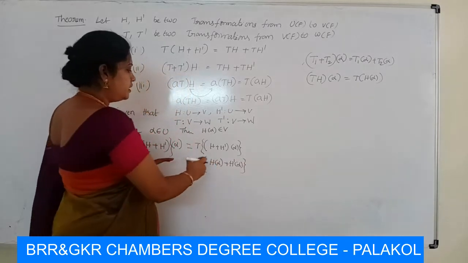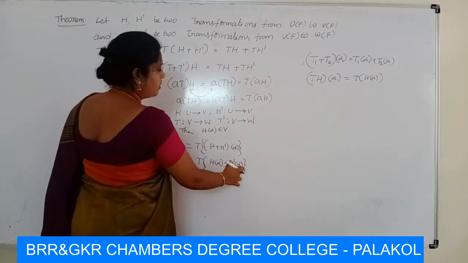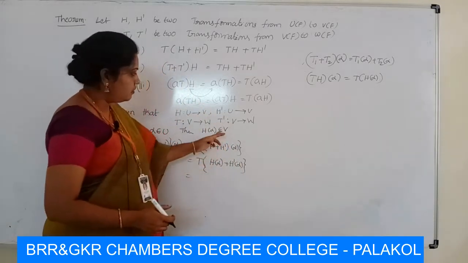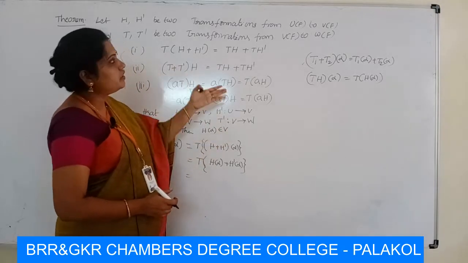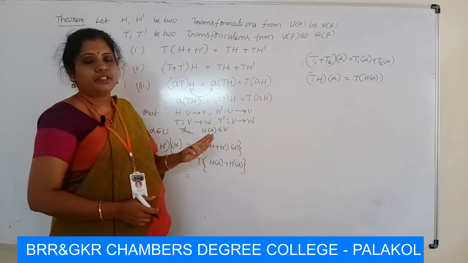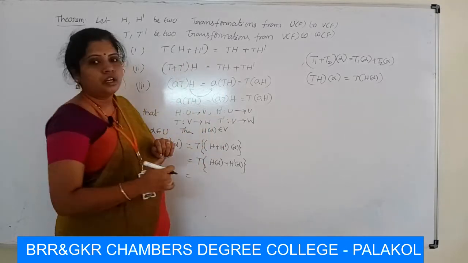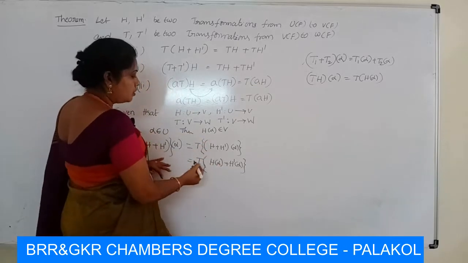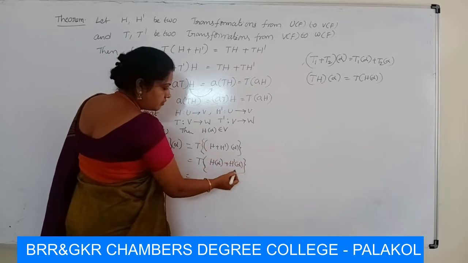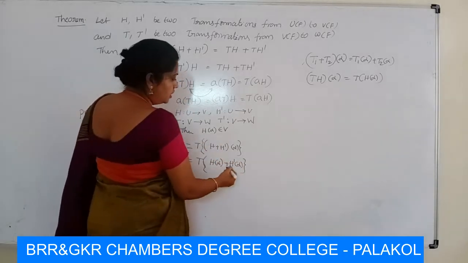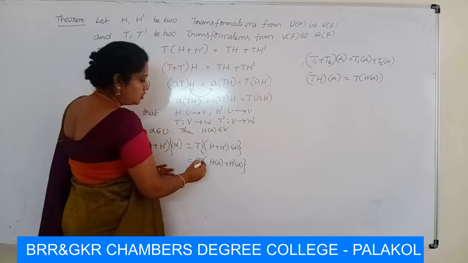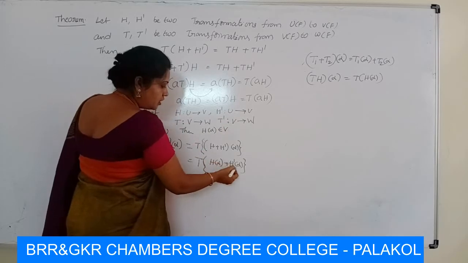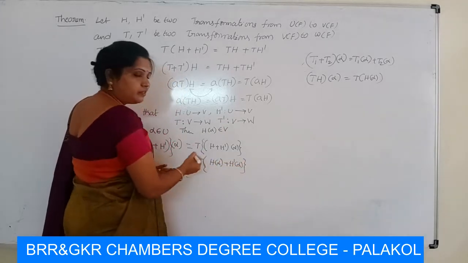Again, H of alpha and H dash of alpha are elements of V. Here V is a vector space. Here U of F and V of F are vector spaces over the same field F, and W is also a vector space. Now H of alpha and H dash of alpha are vectors in V, and T is a linear transformation.